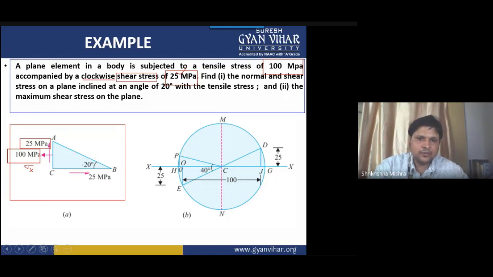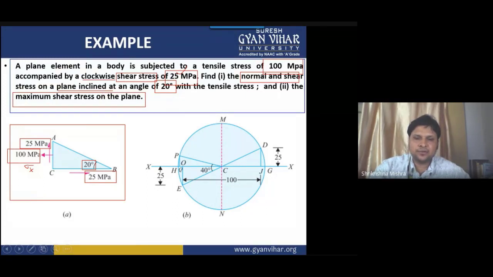All right, and due to it, you have a complementary shear stress in anti-clockwise direction on the y plane of the same value. Then the angle which is given to you of the inclined plane is 20 degree with the tensile stress. So this is the 20-degree angle. Now the question is asking you to find the normal and shear stress on this inclined plane. And also the question is asking you to find the maximum shear stress on the plane.